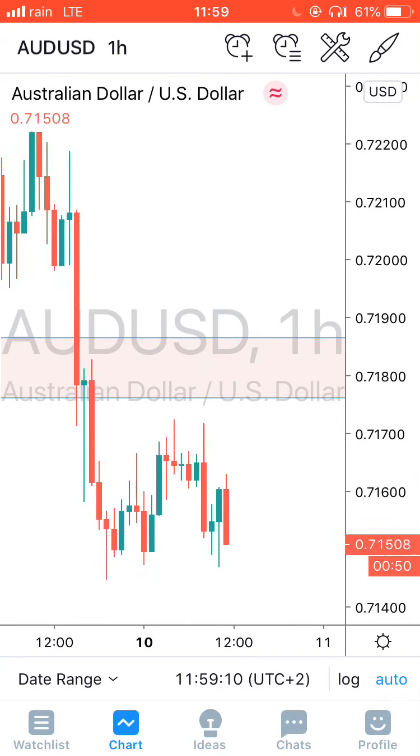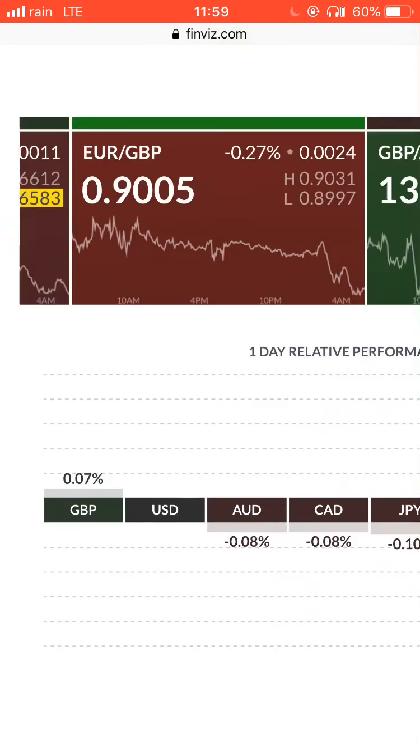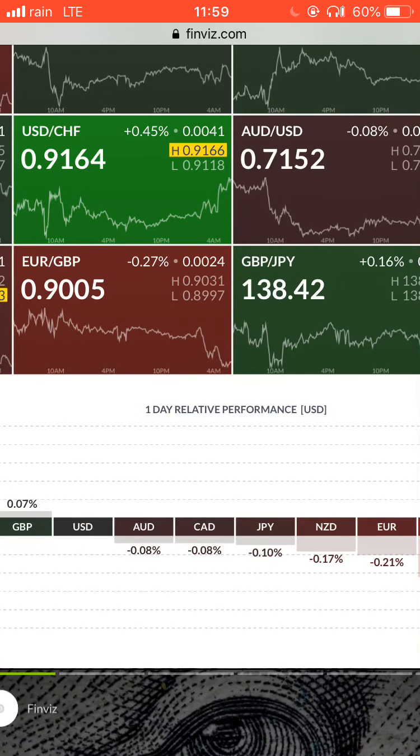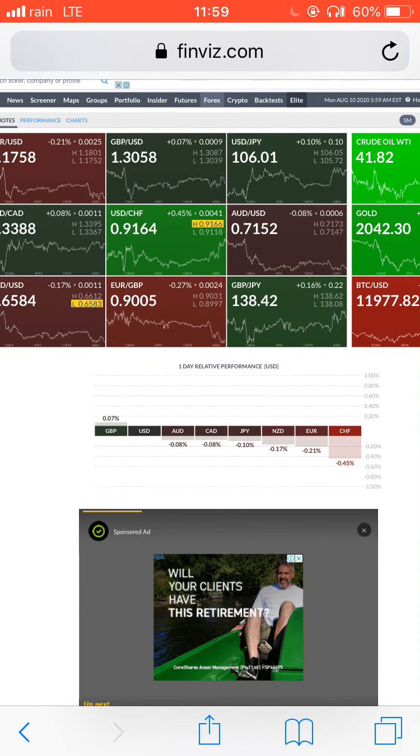If I was to place a trade on AUD USD, and I can see that AUD and USD are almost equally matched in terms of strength, I can expect my position on AUD USD to take a lot longer than my position on pound versus the Swiss franc. And that's how to use this relative performance indicator on FinViz. I also explained why we use this relative performance indicator on FinViz.